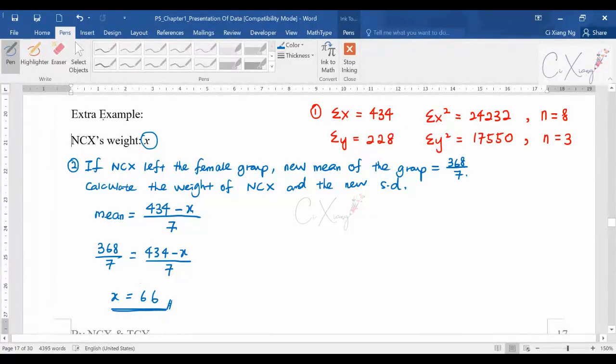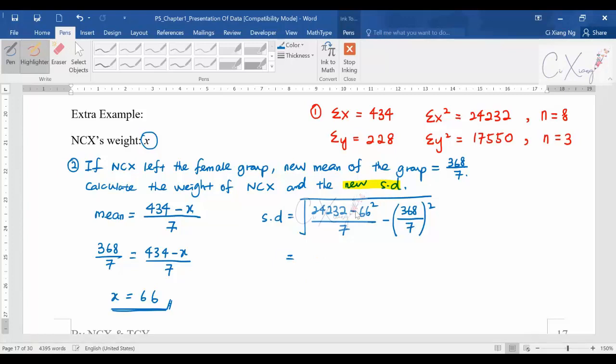Okay, so after you get my weight already, now using the information, I want to get the new standard deviation. So how can I get the standard deviation? Okay, so to get the new standard deviation, again, you need to get the total of the x squared, right? So the total of the x squared is 243,232. But this is for 8 female. One female left already, therefore you have to minus the square of the weight. So you have to minus 66 squared, divided by 7. Okay, then minus the mean. What is the mean for the 7 people? So 368 divided by 7, and then you square it.